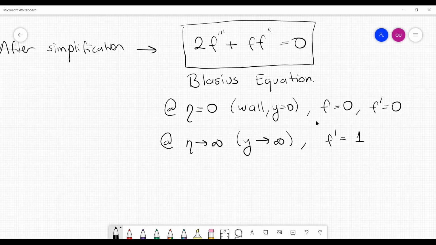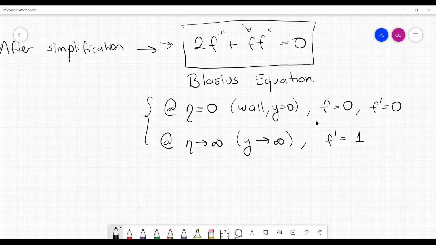So, subject to these boundary conditions, and we have this one single ordinary differential equation, we see that it's a third order non-linear equation, by the way. I did not mention that, but we multiply f with f double prime. So it is indeed a nonlinear equation, a third order nonlinear ordinary differential equation.